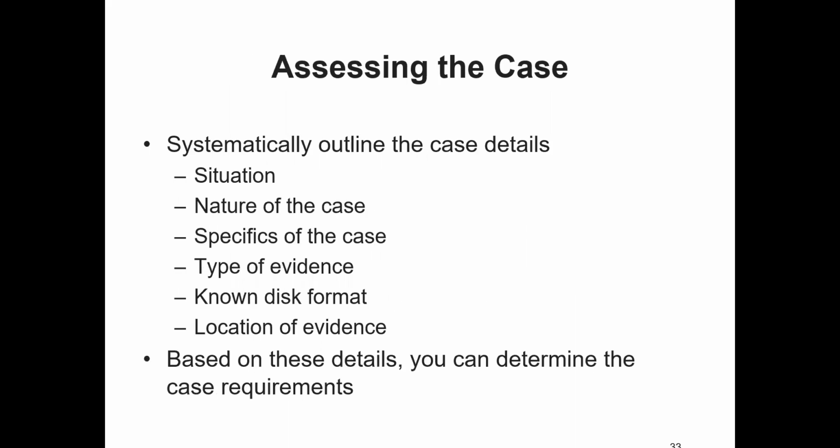Assessing the case, here we're just trying to explain the processes a little in detail. In writing a systematic outline of a case, we need to have the situation, the nature of the case. We need to have specifics about that case. We need to know the type of evidence we are dealing with. We need to know the disk format. In what disk format type are we having? Is it FAT? Is it NTFS? We shall see those in our next 2 chapters.